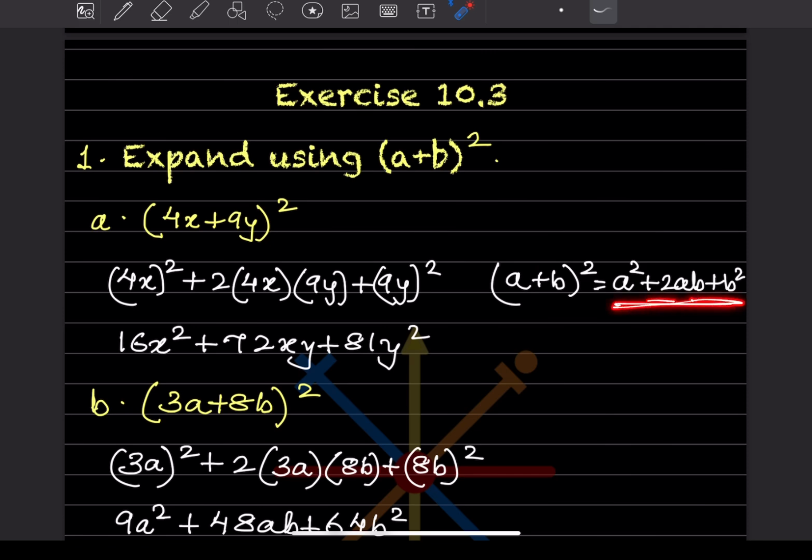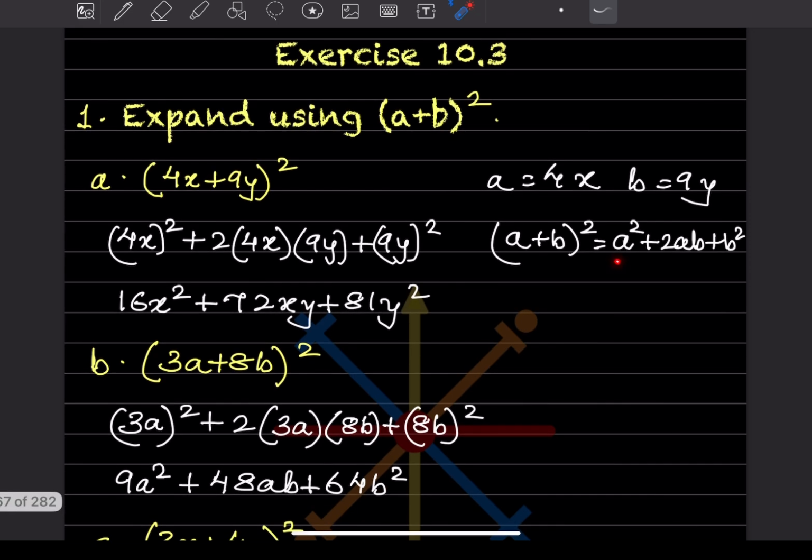This is one of the identities you have to remember. So this will be a and this will be plus b, and this will be the square of it. So a is going to be 4x and b is going to be 9y, I'll write it here for your understanding. So here, because we have a square, you have to put a bracket: 4x, and then the whole bracket square.